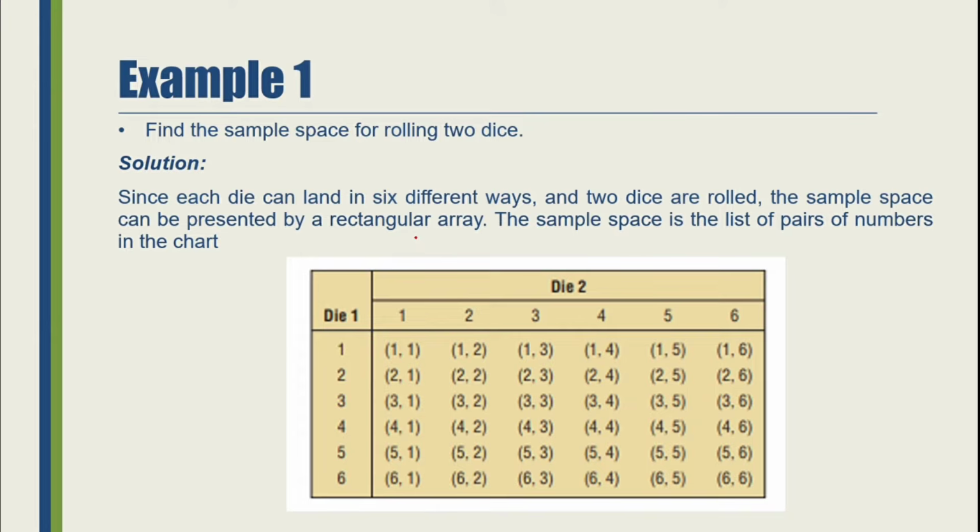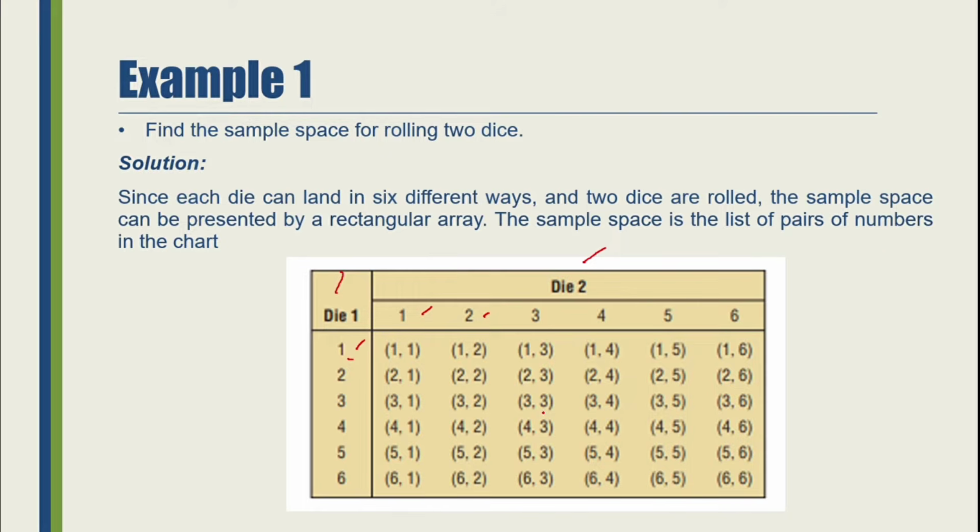So we have here die 1 and die 2. For the sample space of rolling two dice, 1 could be paired with 1, right? The next is 1 could be paired with 2. So therefore, these are the sample spaces, up to 6 and 6. So the total number in the sample space here is 36, 6 by 6. This is an example of a sample space when rolling two dice.